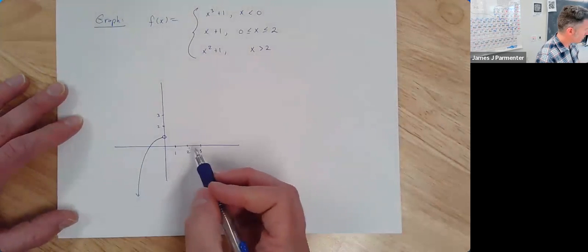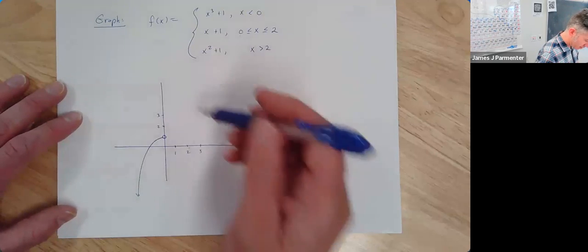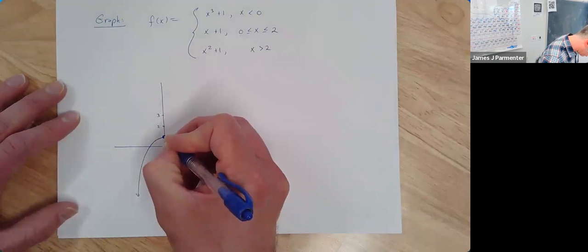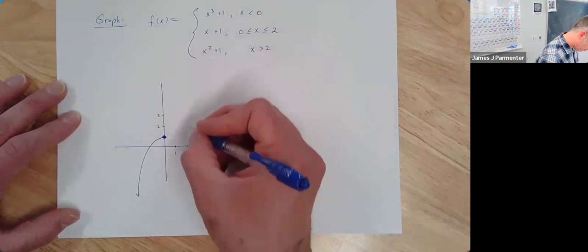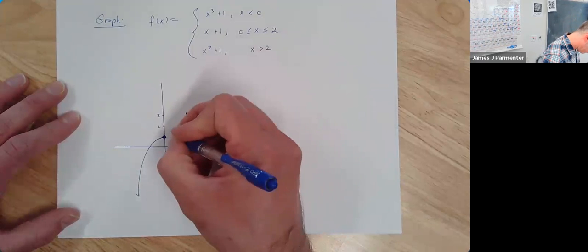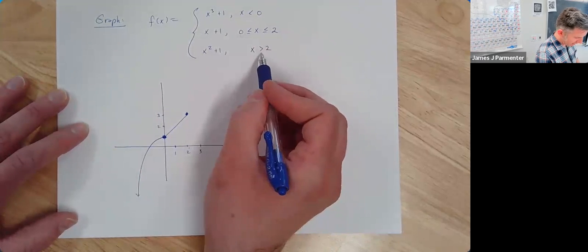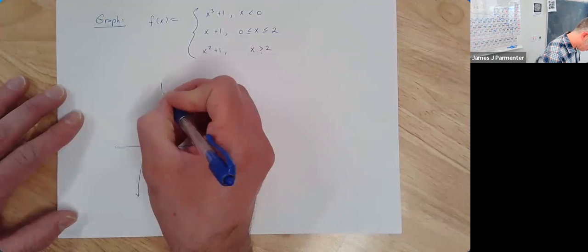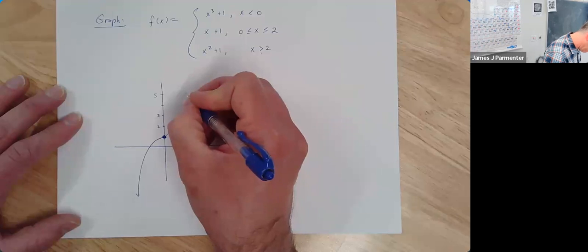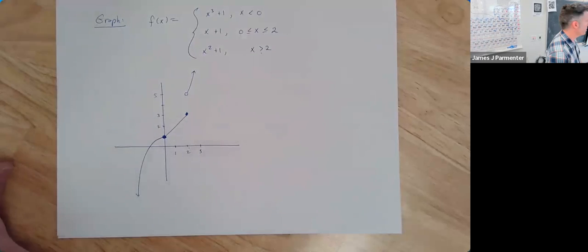Between 0 and 2, my graph is equal to the line y equals x plus 1. If I plugged in 0, I'd get 0 plus 1, which is 1, so I fill in that point. And when I plug in 2, 2 plus 1 is 3, and that's filled in as well. And then finally, if I go just to the right of 2, my graph becomes the graph of x squared plus 1. If I could plug in 2, 2 squared plus 1 would be 5. So I'm going to start with a hole at 2, 5, and then continue upwards like the parabola would. That's my graph of this piecewise function.